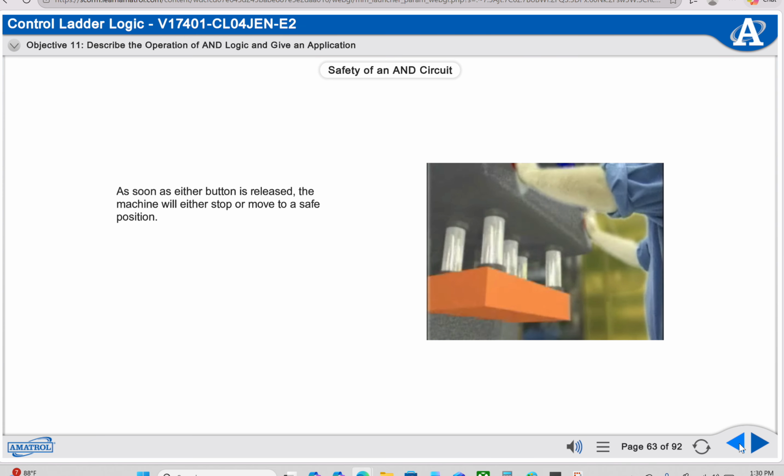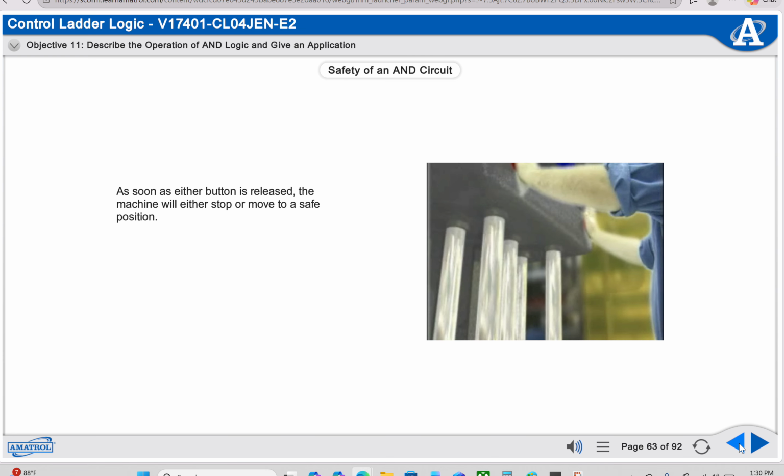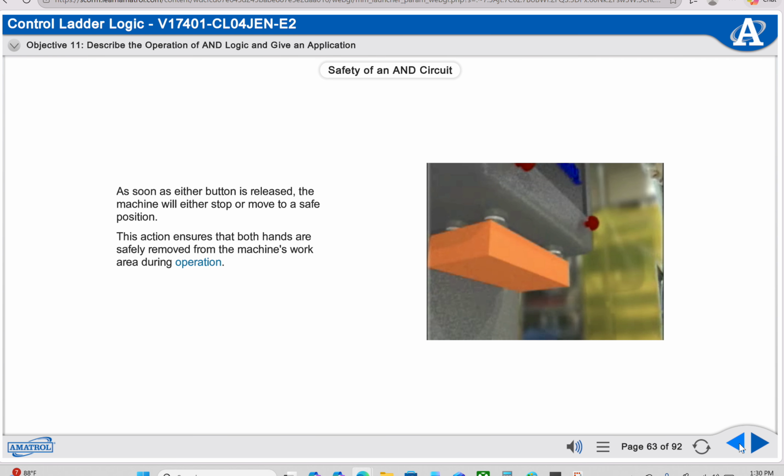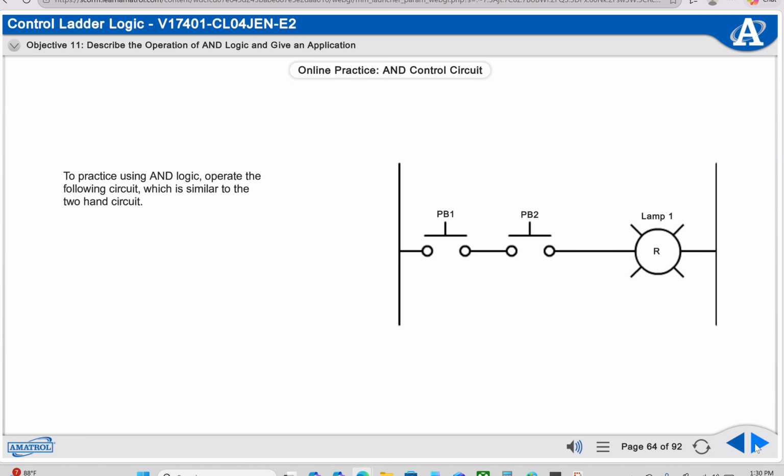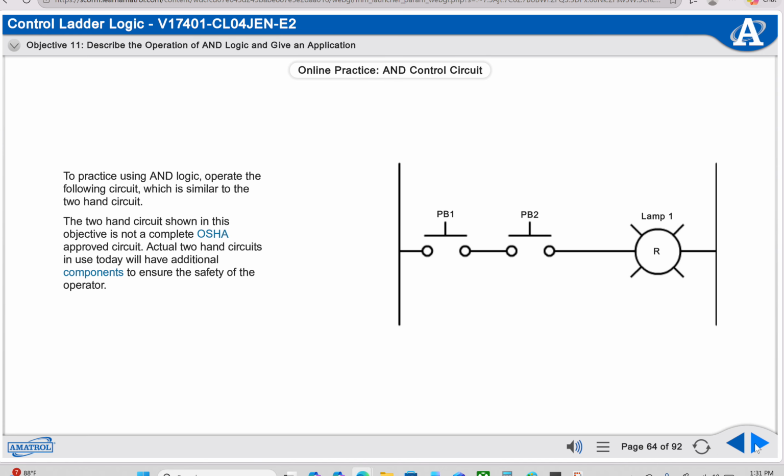This action ensures that both hands are safely removed from the machine's work area during operation. To practice using AND logic, operate the following circuit, which is similar to the two-hand circuit. The two-hand circuit shown in this objective is not a complete OSHA-approved circuit. Actual two-hand circuits in use today will have additional components to ensure the safety of the operator.